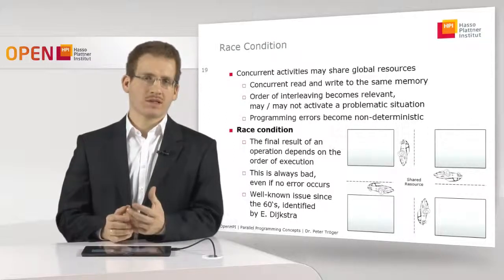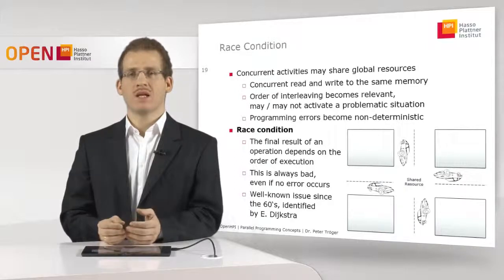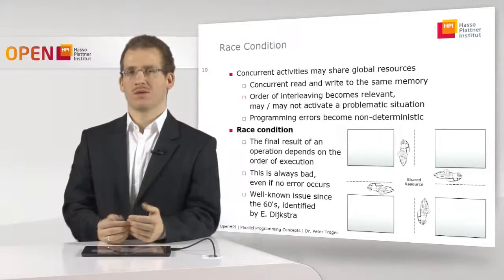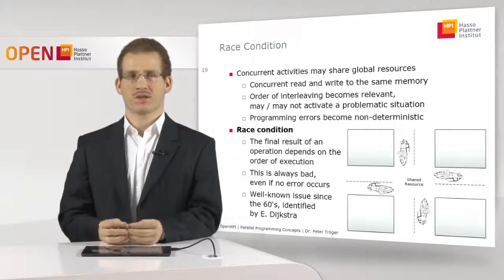The name for this kind of effect, where the interleaving of different sequential programs may lead to different results, is something that we call a race condition. Race condition is a property of the code, so you look at the code and you may or may not be able to see that there is potential for such a race condition.